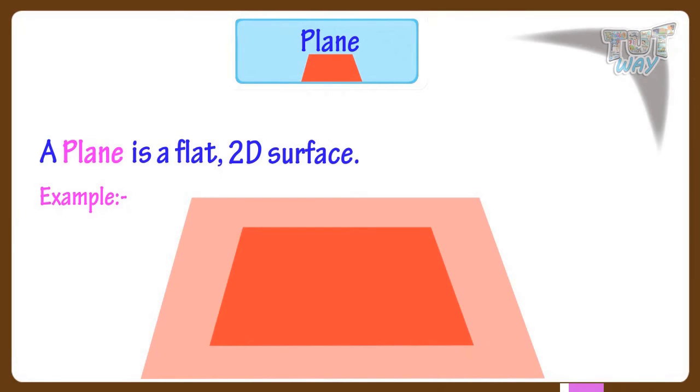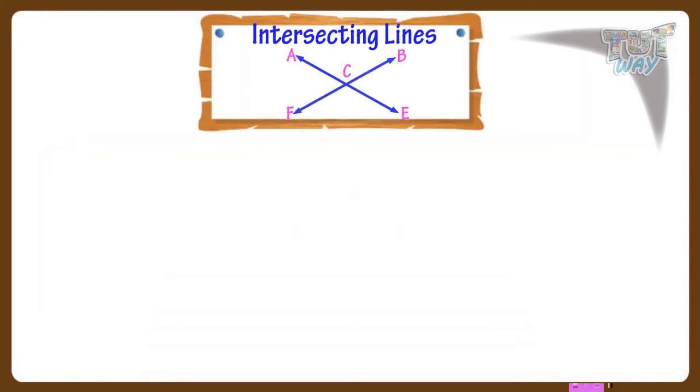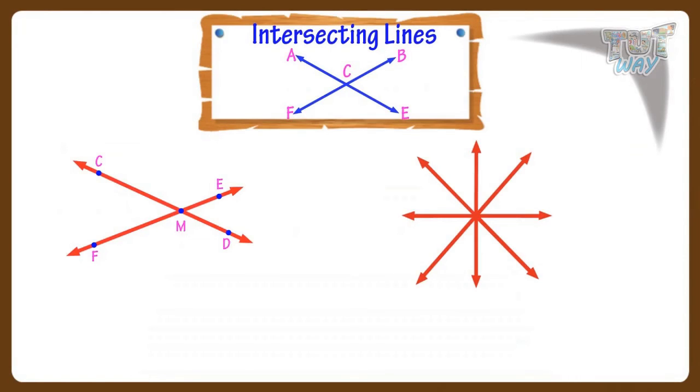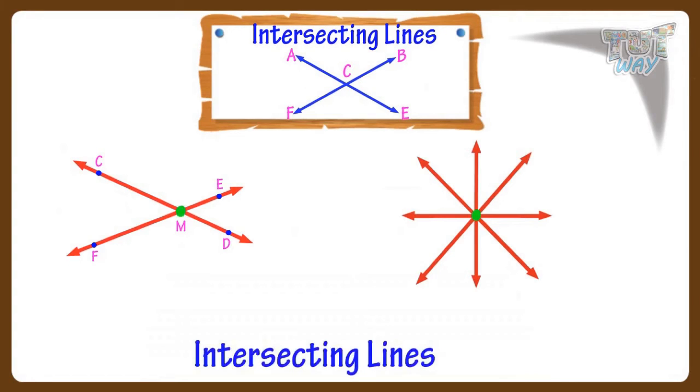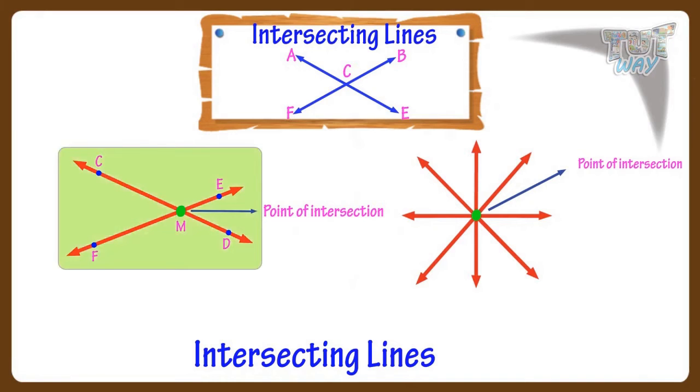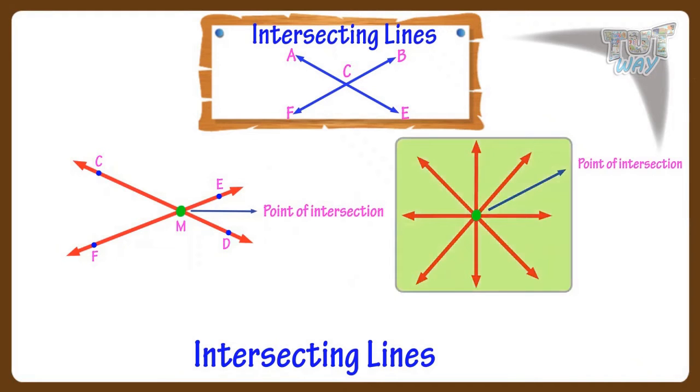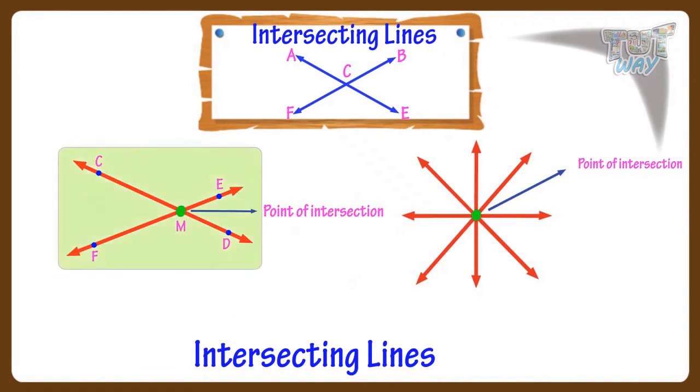Now, let's see what are intersecting lines. 2 or more lines that meet at a point are called intersecting lines, and the point at which the lines meet is called the point of intersection. Here, this is the point of intersection of these two lines. And here, this is the point of intersection of all these lines. Here, the two lines CD and EF are intersecting at point M.